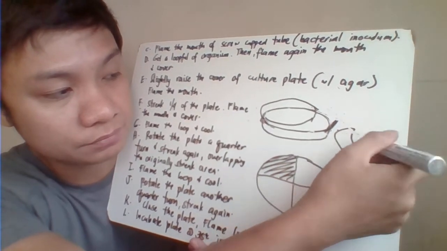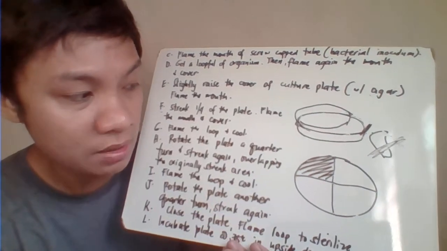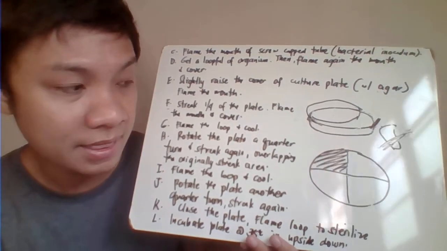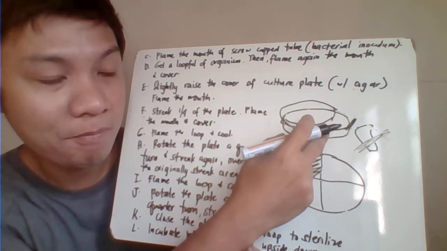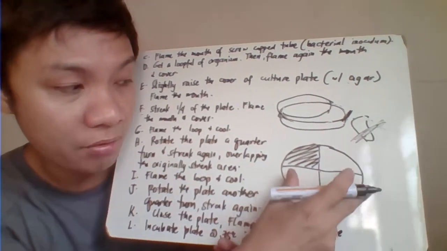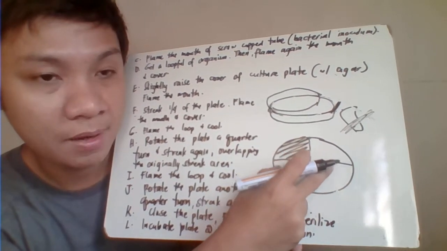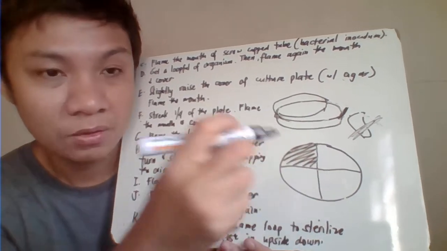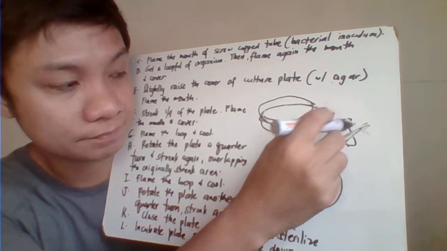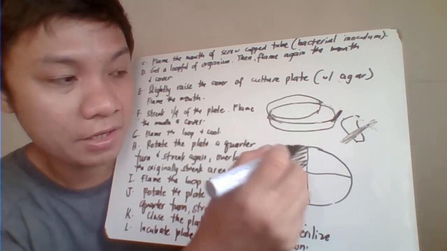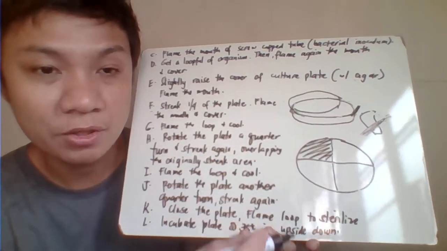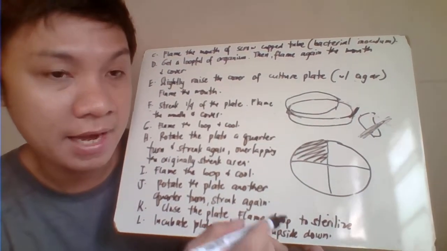Allow this one to cool. Okay, next thing here, you're going to streak on the next quadrant. Okay, open mo ulit. Slightly open lang. Then after that one, pag na-open mo na, flame the mouth first of your petri dish. With your inoculating needle, flame mo siya ulit. Okay, kukul mo muna siya bago ka mag-streak ulit. Okay, so we are going to cool that one para hindi mamatay ang bacteria natin.